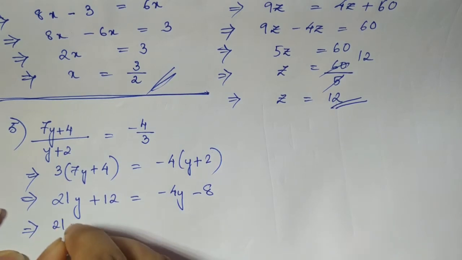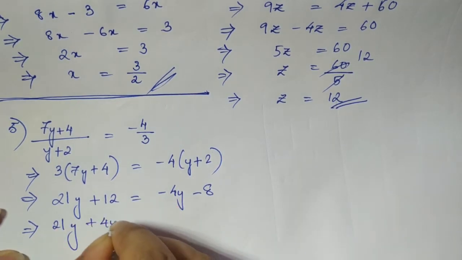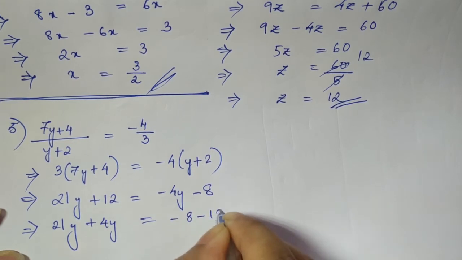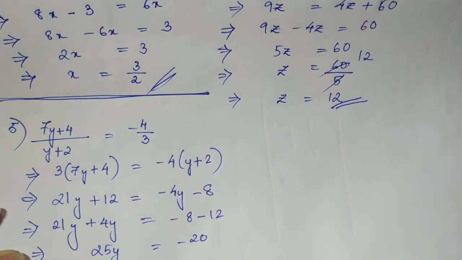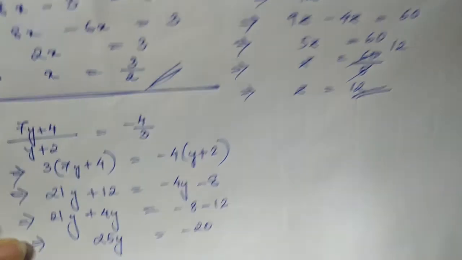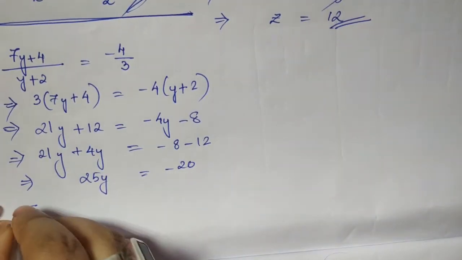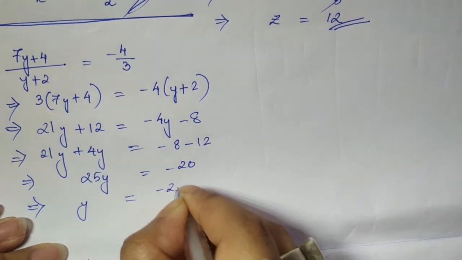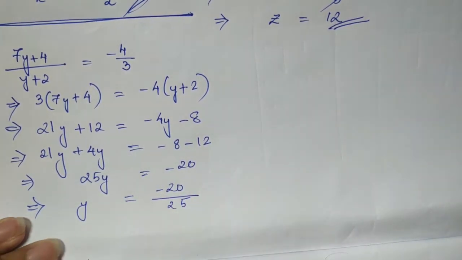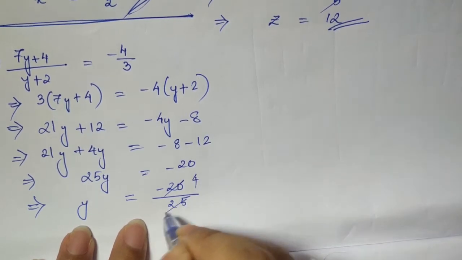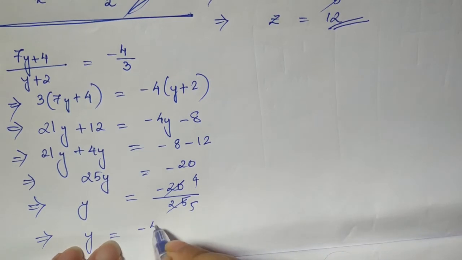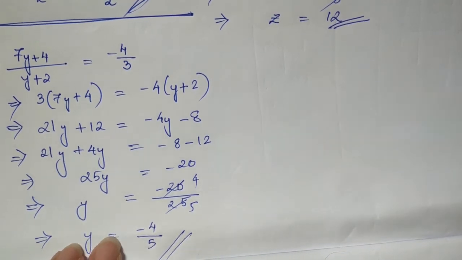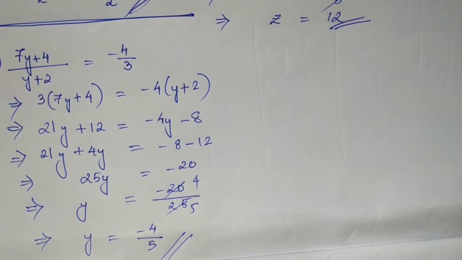Now let us transfer the variables. This, if it comes, it will give you plus 4y, minus 8, minus 12, right? So here you will get 25y equal to minus 20. y is equal to minus 20 by 25. Can it be cancelled? Yes, 5 fours are 20, 5 fives are 25. So what remains is y is equal to minus 4 by 5, minus sign is here, don't forget about that, and this is your answer.